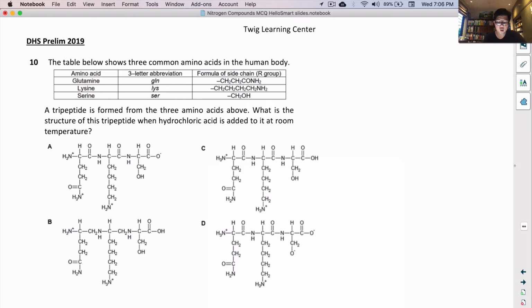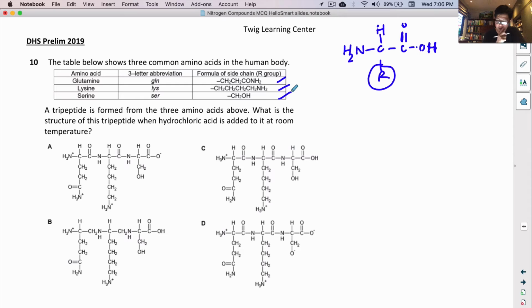Okay, let's run through question 10. The table shows 3 common amino acids. An amino acid looks like this: NH2, CH, COOH, and then there's an R group here. The R group is all represented over here.